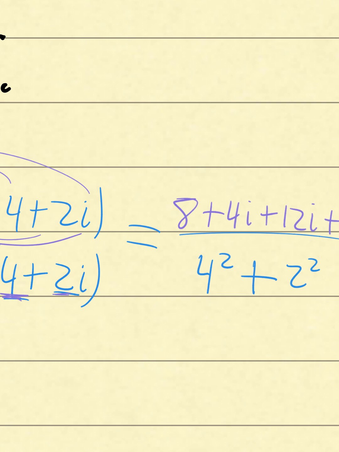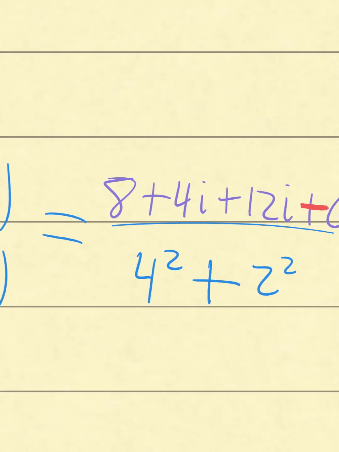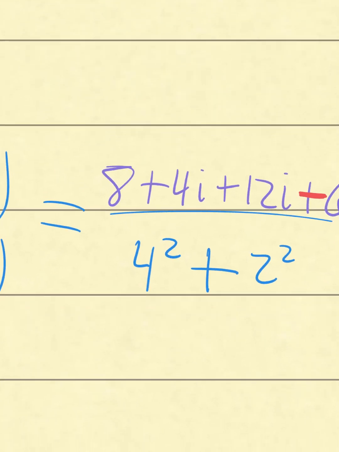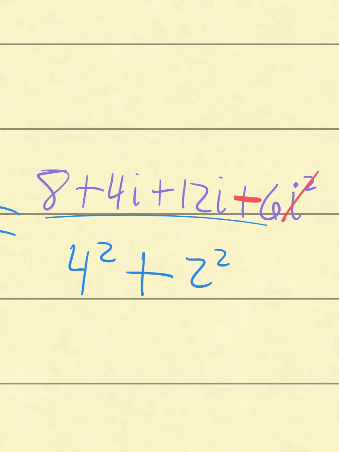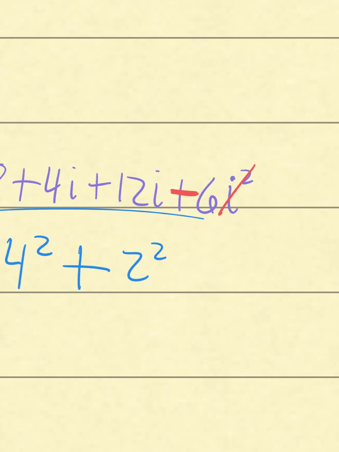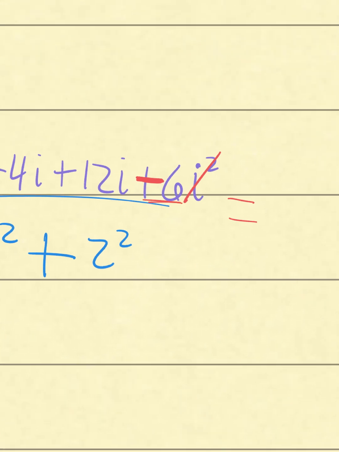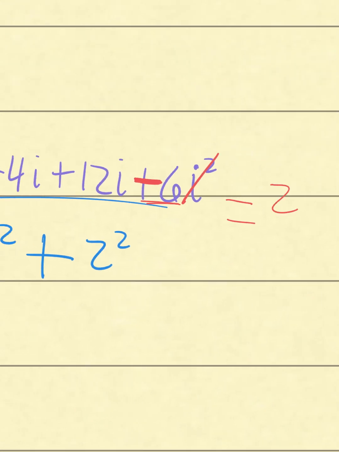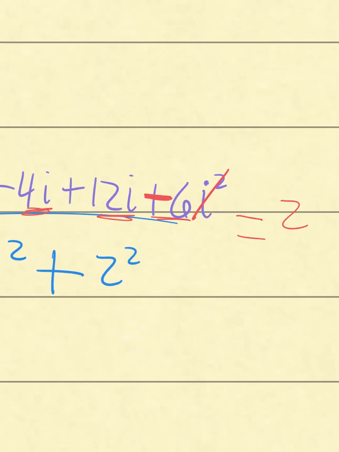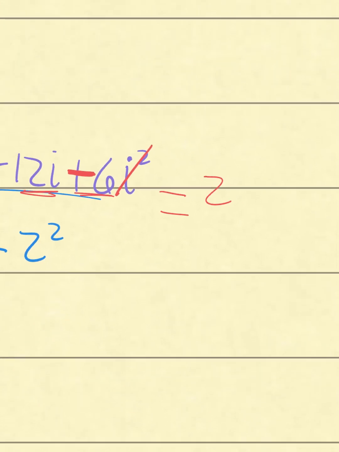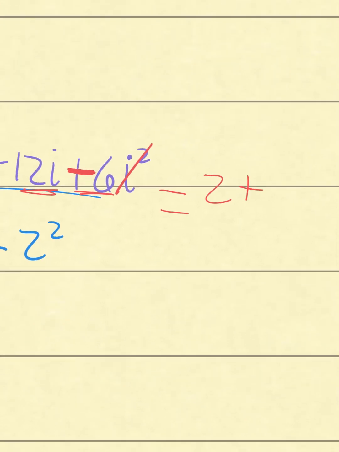Again, anytime you see an i squared, you do what? You change the sign. Okay, good. Cross it out, change the sign in front. It becomes minus 6, right? Real number 6. All right, and 8 minus 6 on top, right? So on top, let's combine everything. It's going to be real plus the real, so 8 minus 6 is going to get you 2. Imaginary plus the imaginary, 4i plus 12i, which is going to get us 16i.